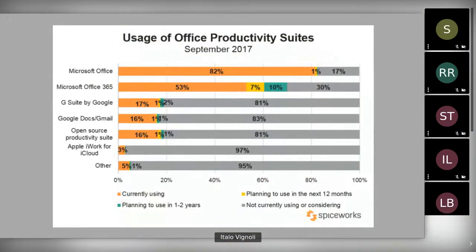Open source, again, I've shown this morning, a number from 2017, but we can say that these numbers have not changed. Open source productivity has a 16% market share. If we look at planning to use, it should be 18%, but let's be conservative and say that is still 16%.